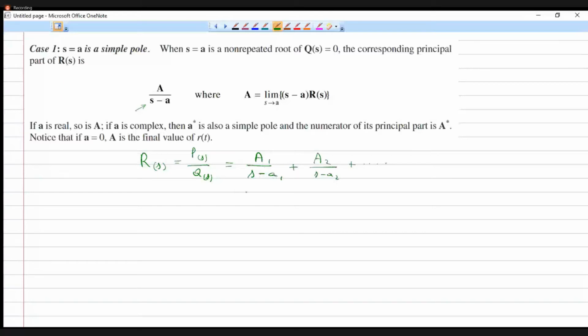So in this case, this is an example of a simple pole in which we do not have repetitions of this s minus a. Whereas if you are having something like s minus a1 the whole square, then they are called double poles. Okay, so that's the difference between a simple pole and a double pole. So if this is the case, then how can we evaluate this constant a1? We can evaluate this constant by using this identity. So this a could be found out by multiplying the polynomial r of s that we are taking with s minus a, and then taking the limit as s tends to a.